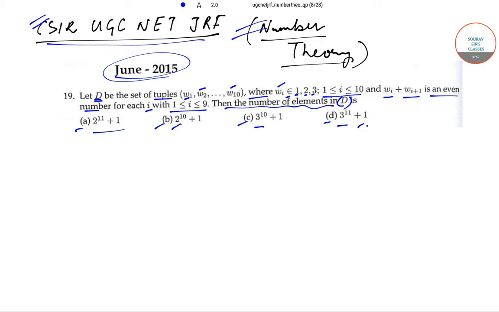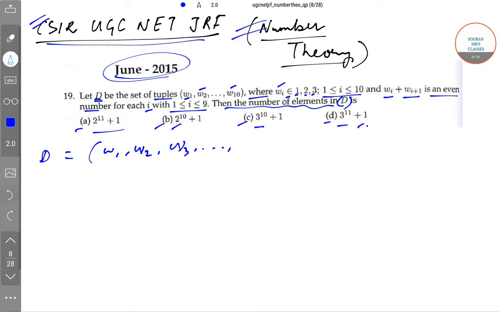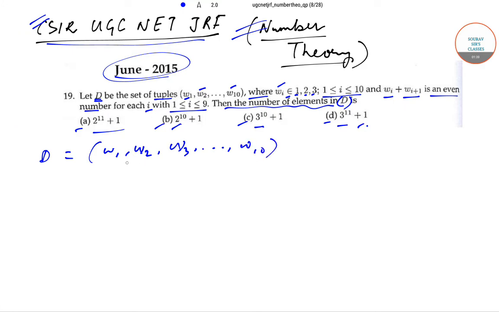So now we have to consider that the set D is basically of the form W1, W2, W3, and that goes on up till W10. So there are 10 elements over here. Now there may be two cases.